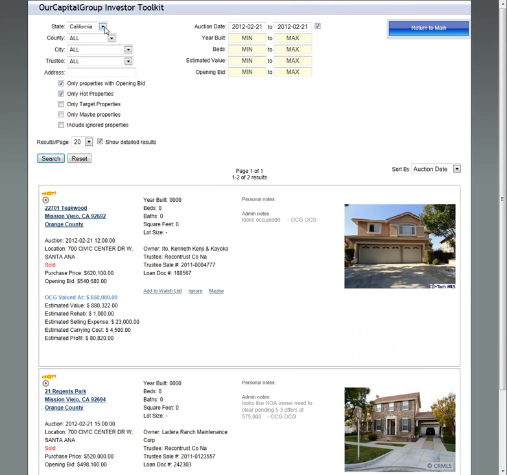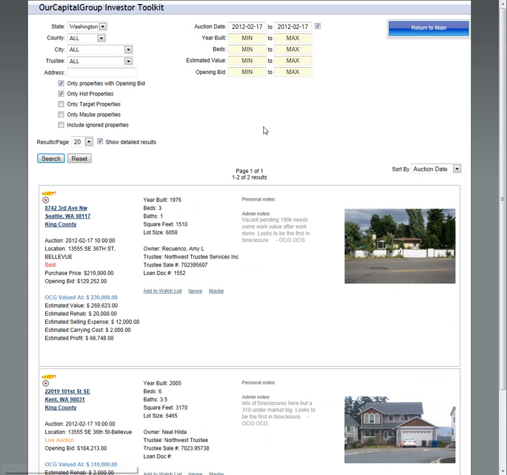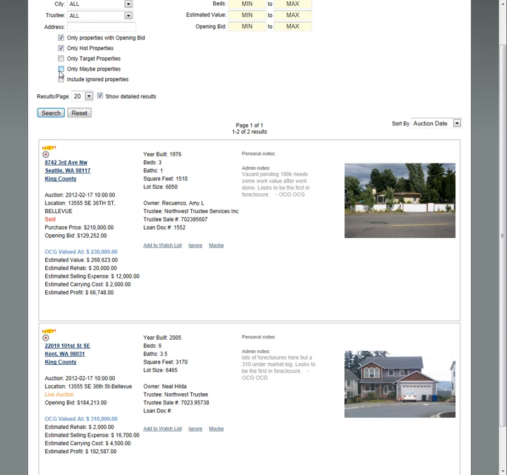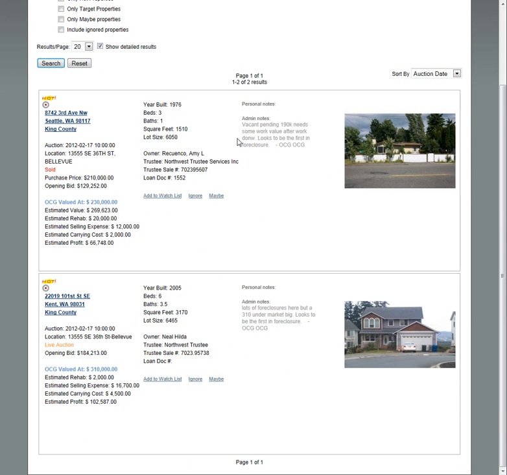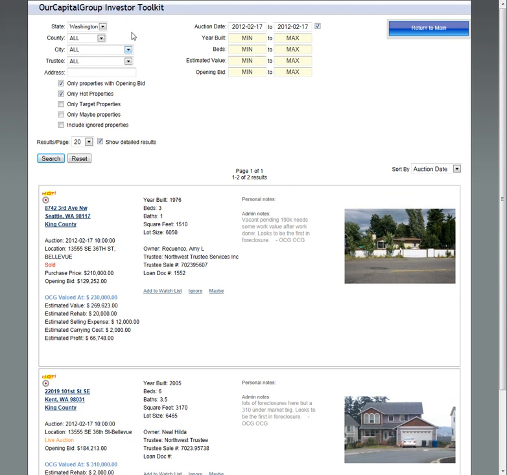You can do that for Washington too, and for example, if I go back to the 17th, which was the last auction in Washington, you can look and see what happened in Washington's auction for properties that our Capital Group thought were hot. You can see that this, for example, opening bid was $129,000. We had it valued at $230,000. It was sold for $210,000. We were outbid on both these properties. This property we had valued at $310,000. Opening bid was $184,000, and this one actually didn't get sold. It got postponed for next week's auction.